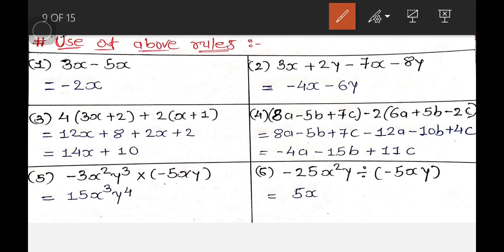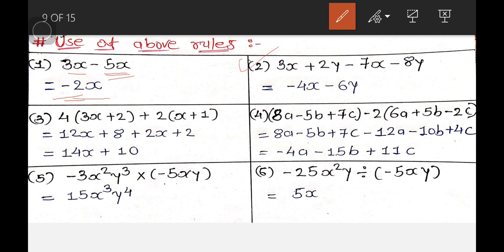Now first example, 3x minus 5x. You can see that the terms are similar terms, so we can do addition and subtraction. Here both terms have different signs, so now we subtract 3 from 5, then we get 2x, and 5 is the larger term, so we put a minus sign.